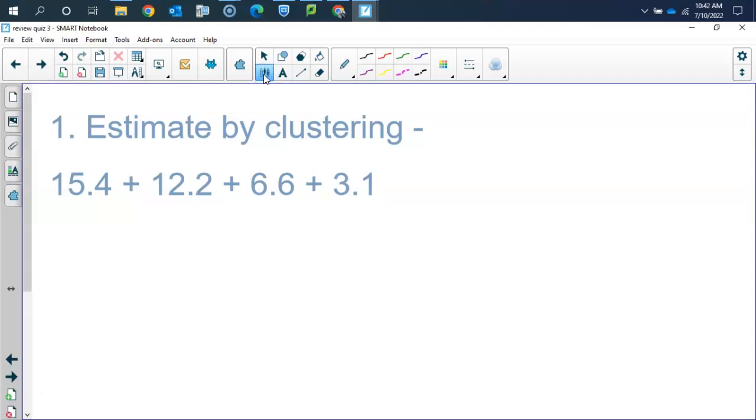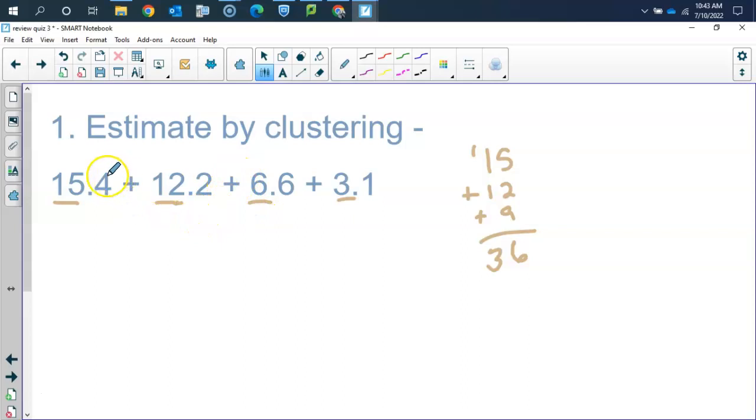Well, clustering means we're going to group together any numbers that work nicely. Now, first we're going to add all the whole numbers. So we've got 15, 12, 6, and 3. We're not worried about any of the decimals at this point. So 6 plus 3 is 9. So we'll do 15 plus 12 plus 9. That's 11, 16, carry the 1. We've got 36.